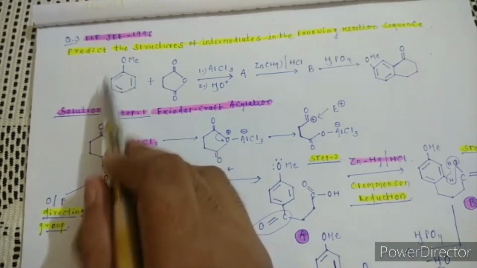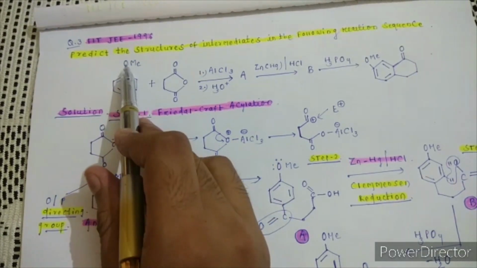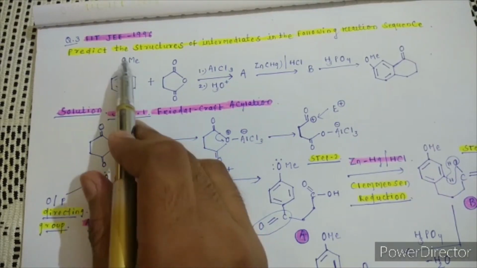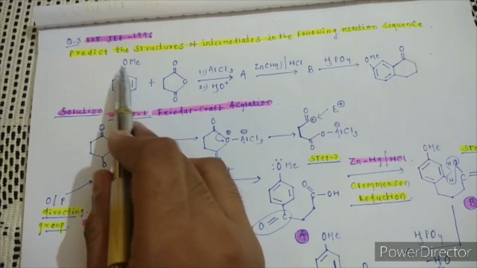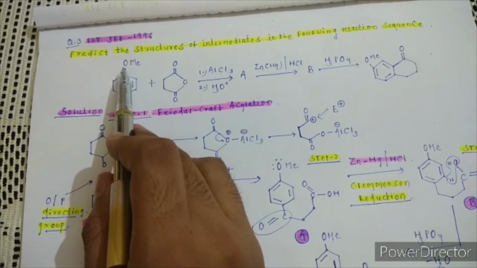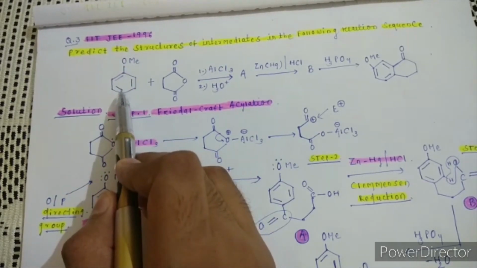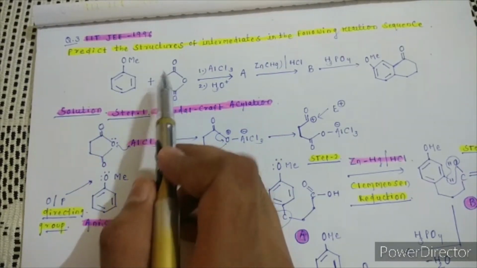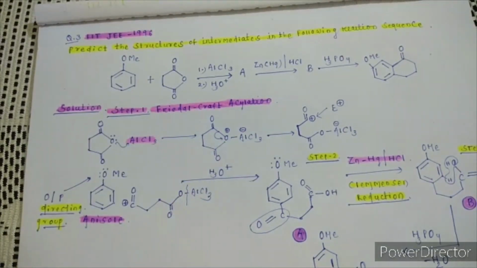So look, this is anisole. The oxygen atom is present, which is in conjugation with this benzene ring. That means this OMe group will act as an ortho-para directing group, meaning at the ortho and para positions the electron density will be more. But look at the reagent here: AlCl3 is given, which means a Lewis acid. So try to remember which name reaction this is.